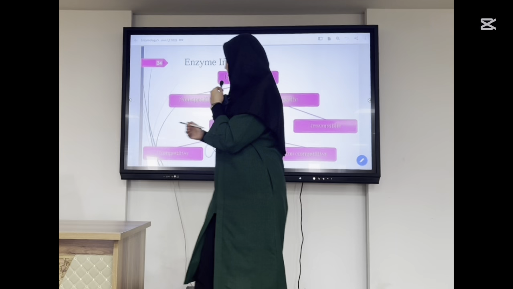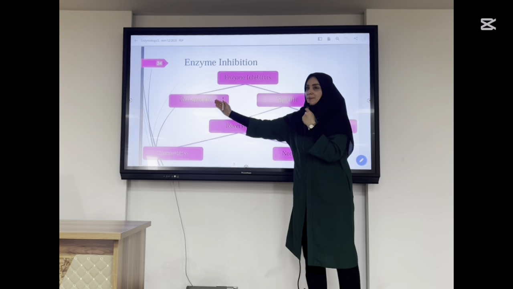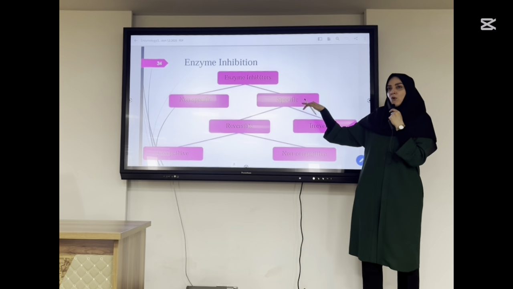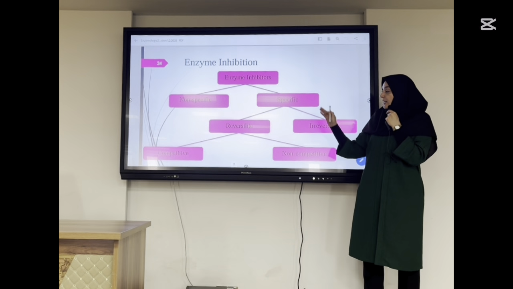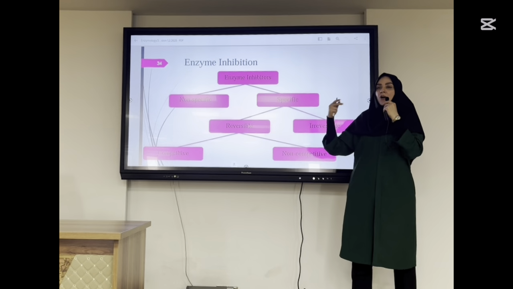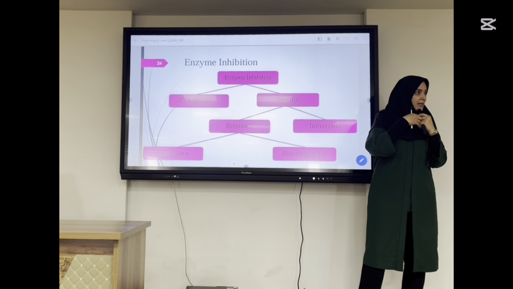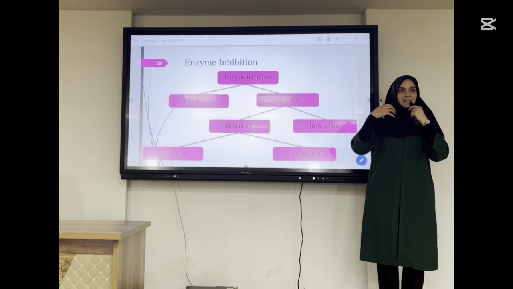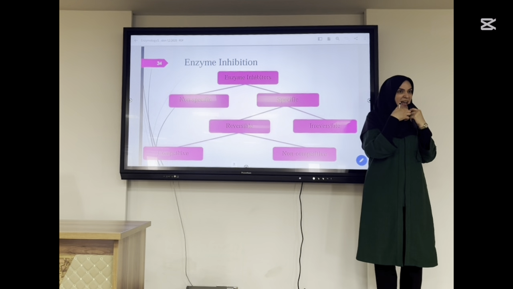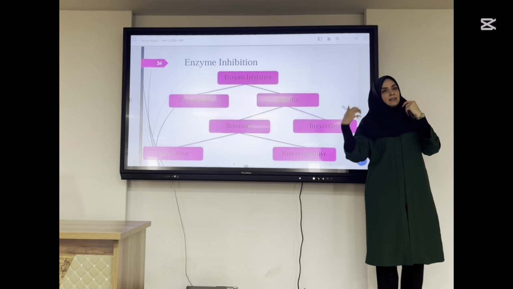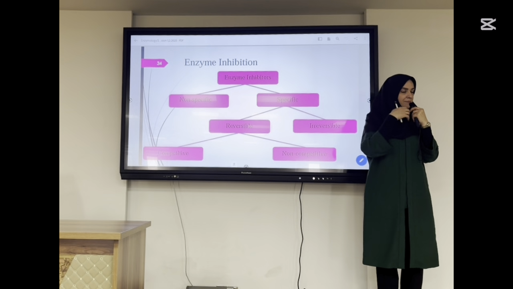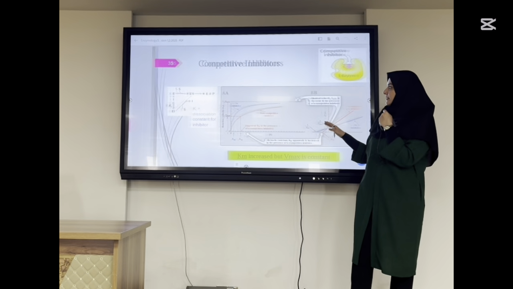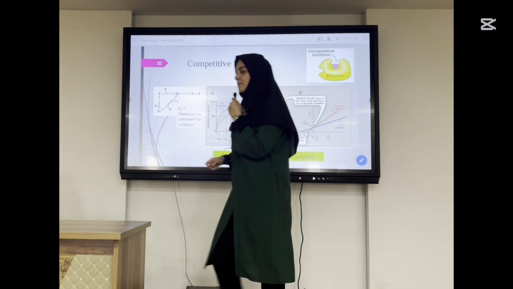What about the classification? We have non-specific and specific. Most of the time, we focus on specific. In specific, some binding is reversible, some binding is not reversible. Irreversible means permanently, but reversible means transiently, okay? About reversible, we have competitive and non-competitive. I want to review. When we say competitive, what does it mean?